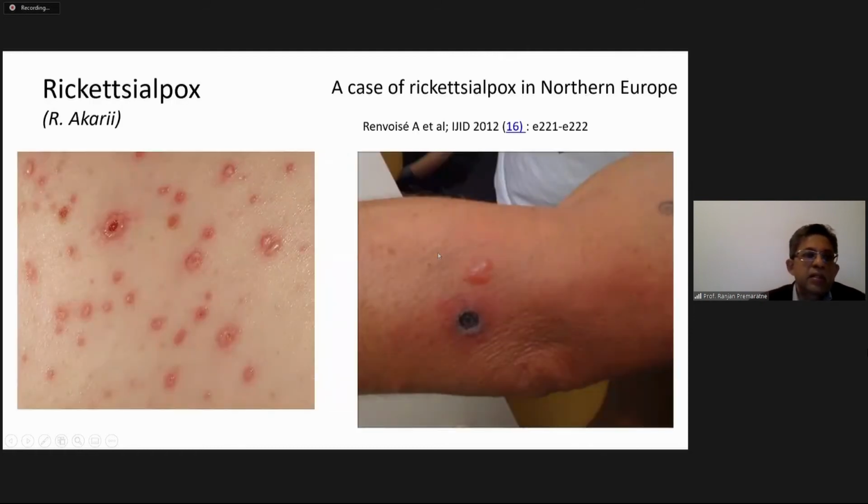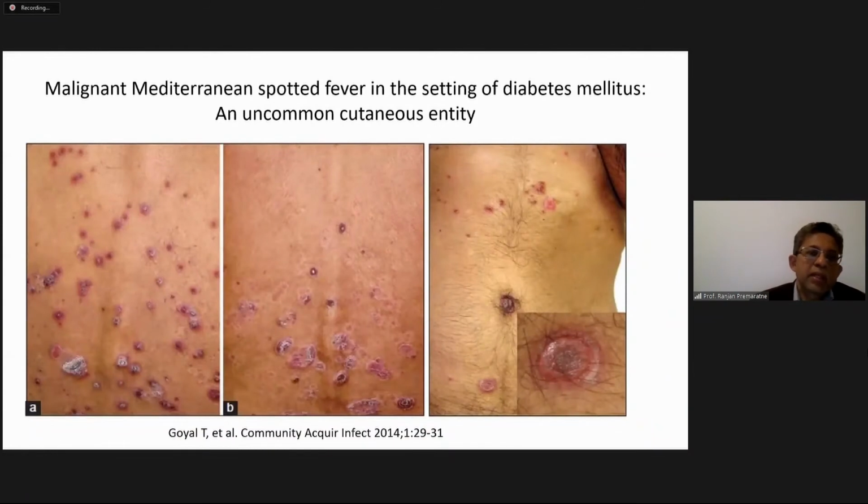Right. This rickettsial pox, I have not seen any patients over here, but again, you may come across it, especially when you get travelers, tourists coming into the country. These are some of the vesicular rashes that you may notice in rickettsial pox. Right. This, again, immunosuppression, you can get massive cutaneous eruptions with this illness.